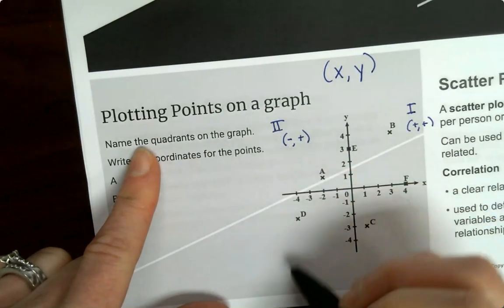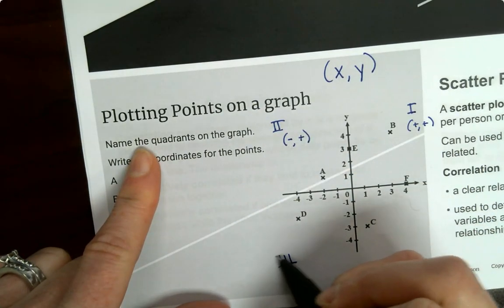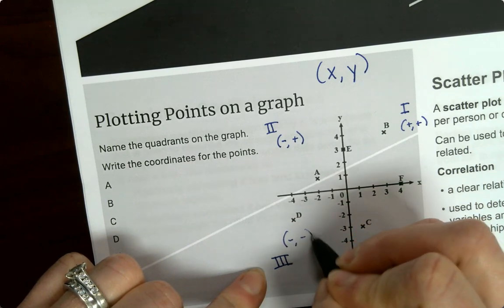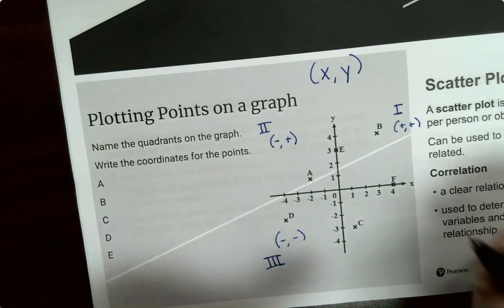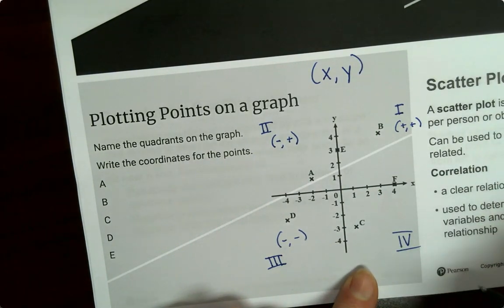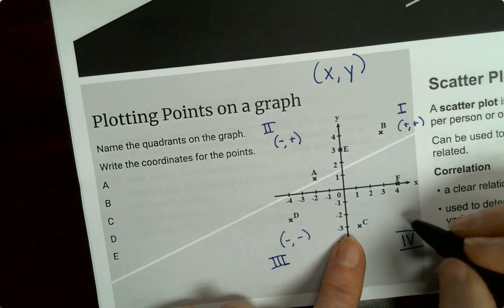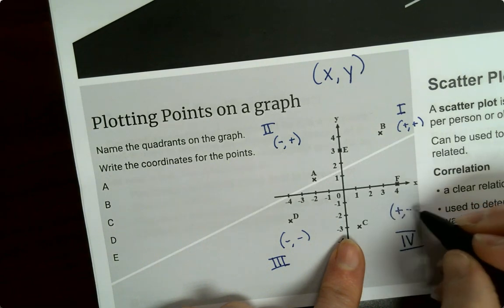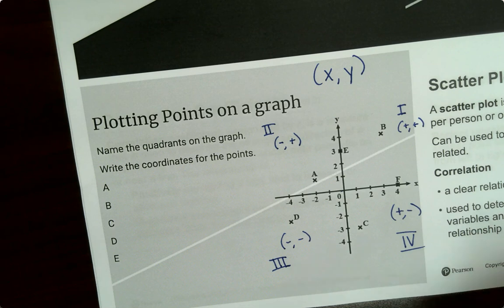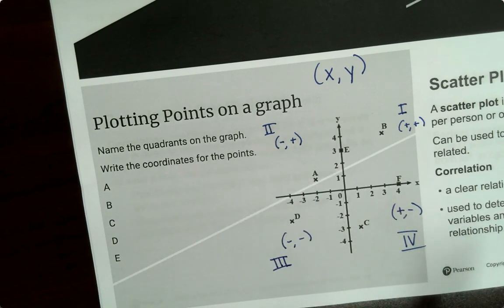So 1, 2, and then 3. So it'd be negative, negative. So negative x value and negative y value. And then 4. This is positive, negative. So positive x value and negative y value. So those are your quadrants. It goes in the opposite order, counterclockwise. There we go. I was trying to think of the word.